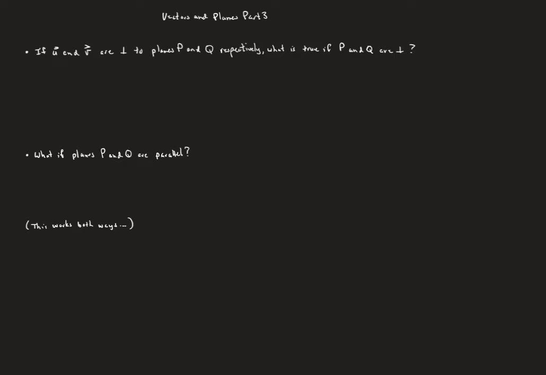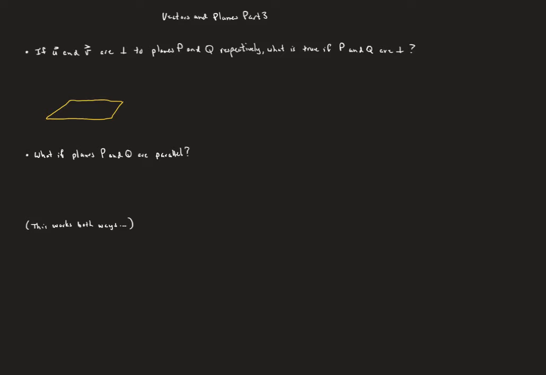So a few last thoughts here on vectors and planes. This is part 3. So something to think about and try to visualize. If vector u and vector v are perpendicular to planes p and q respectively, what is true if plane p and plane q are perpendicular? So see if you can visualize. I'm going to see if I can draw this.